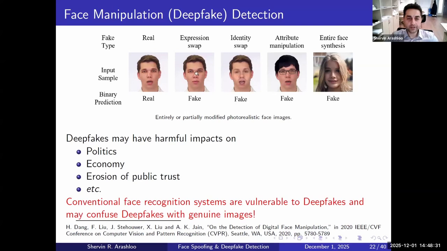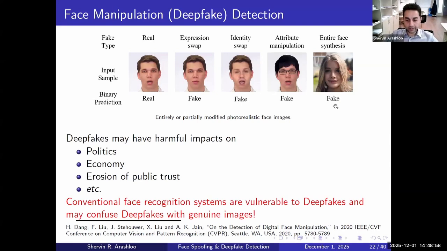Here, the expression of the subject is changed, so it is called manipulation, or in general, deepfake. Here, the expression remains the same, but the identity of the subject has changed. Here, the attribute, the color or form of the hair, and also the glasses have been added to the subject. So again, some sort of manipulation. Here we have a completely fake subject.